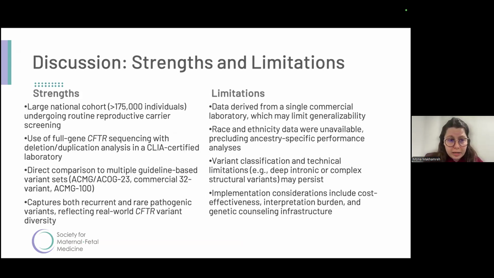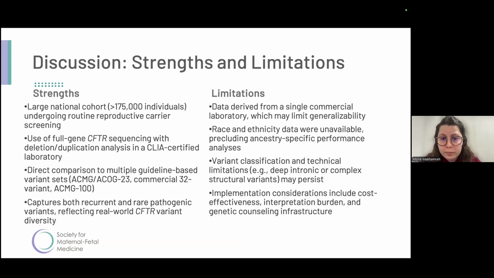Our study has several strengths, including that it's a large national cohort of more than 175,000 individuals that underwent routine reproductive carrier screening. This study utilizes full gene CFTR sequencing with deletion duplication analysis in a CLIA certified lab. It provides direct comparison to multiple guideline-based variant sets, and it captures both recurrent and rare pathogenic variants reflecting real-world CFTR variant diversity.